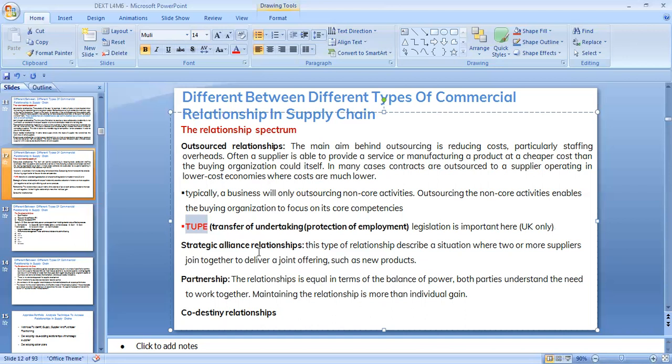This law protects their benefits. It protects their job. Is it clear? Yeah, it's very clear. Beautiful.